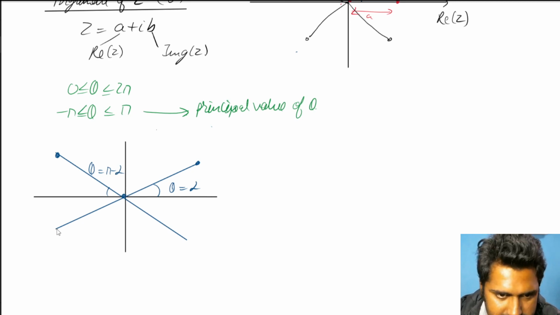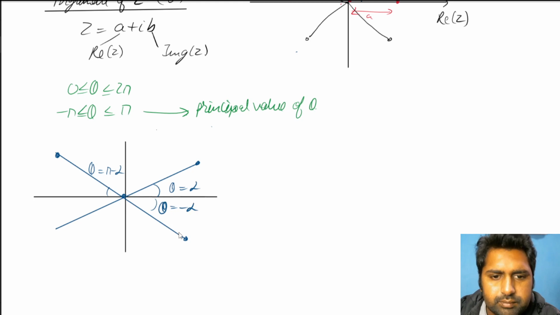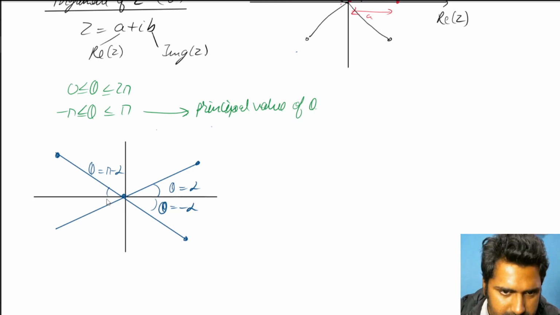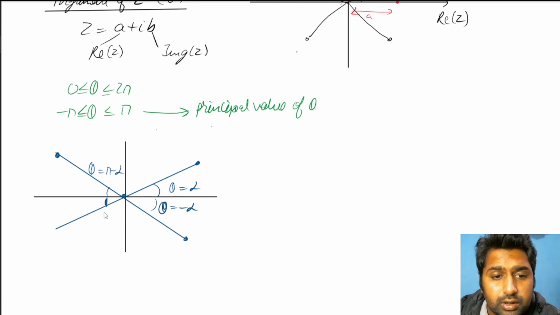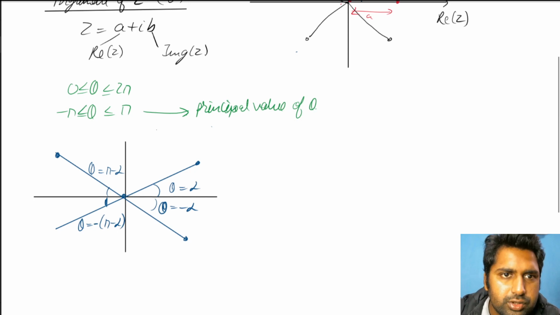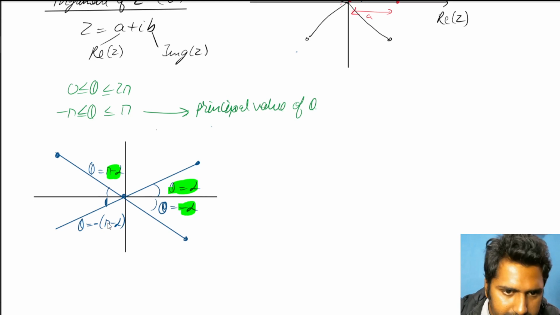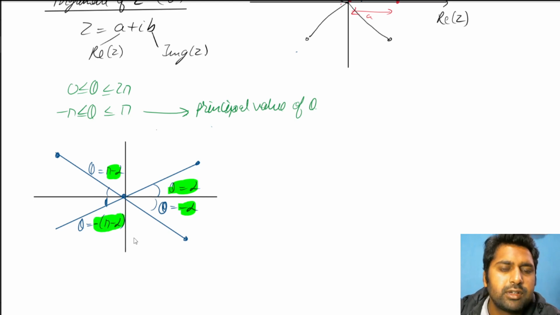If your complex number is in the fourth quadrant, you'll take your theta as minus alpha, and if it is in the third quadrant, then your theta will be minus of pi minus alpha. So basically you remember only these two values, alpha and pi minus alpha. Below it, it will be minus alpha. Below it, it will be negative of pi minus alpha.